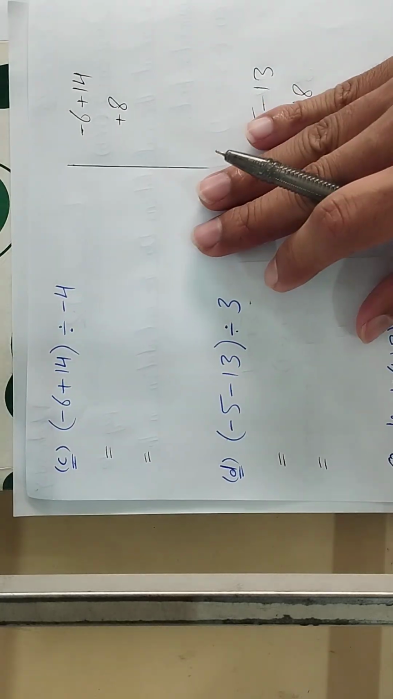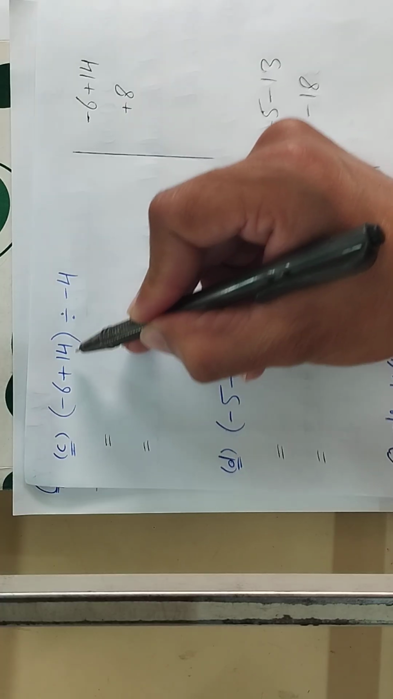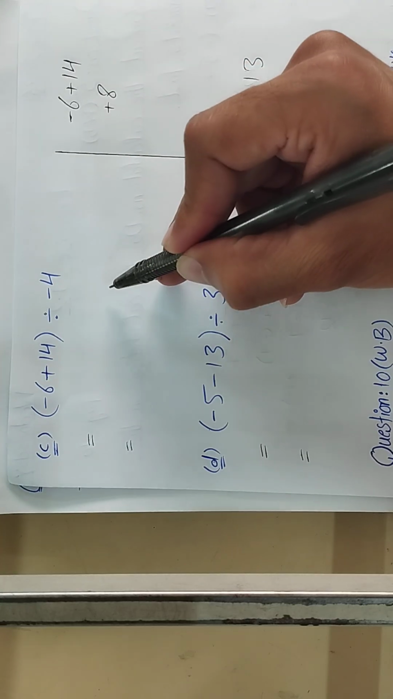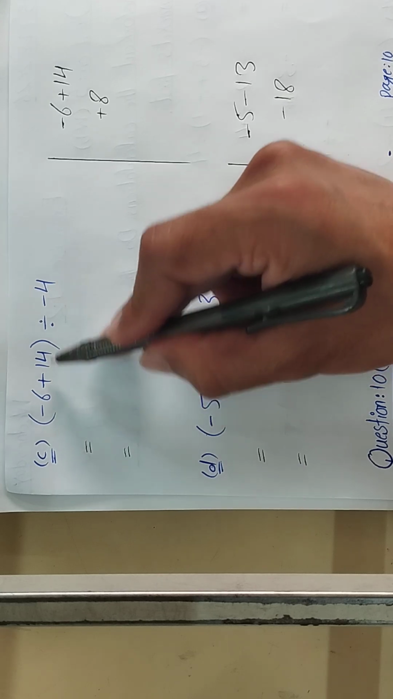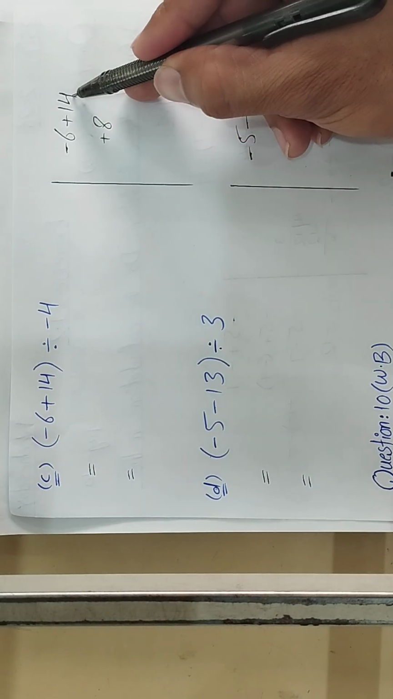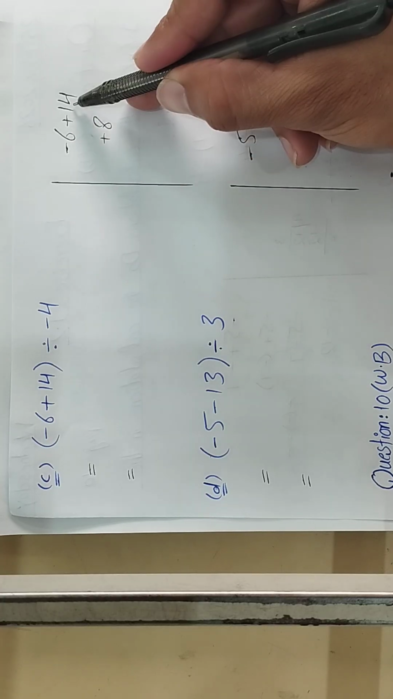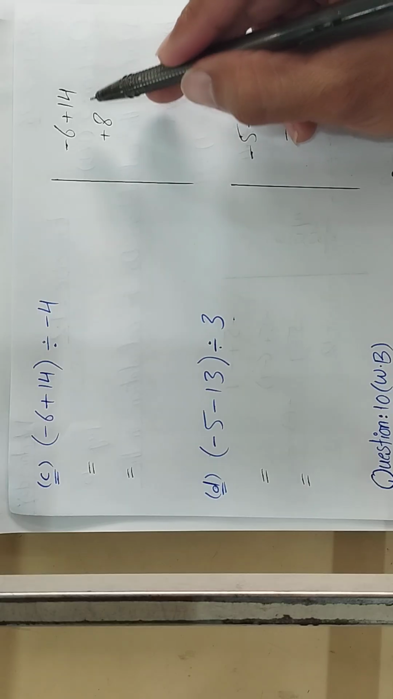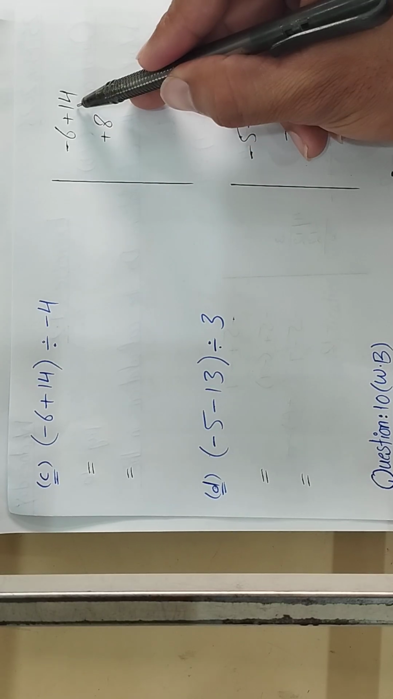Now let's see the third part. Minus 6 plus 14. It is in the bracket and we'll divide it by minus 4. The first step should be to do the calculation in the brackets first. It is minus 6 plus 14. Now there is only a single sign between these two numbers. It means this time we do not need to put any bracket here.